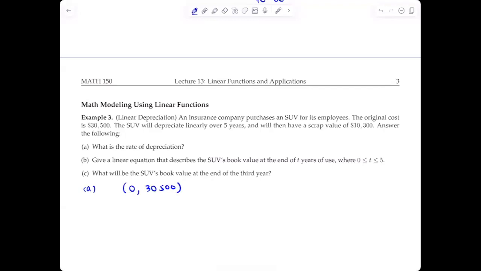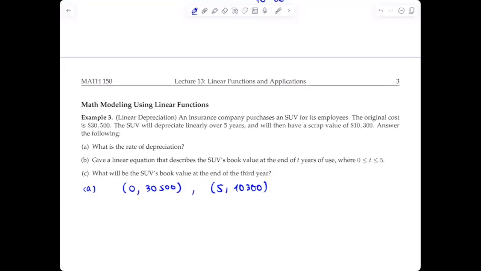All right. So here you have the original time and the original value. After 5 years, so t equal to 5, which is the first component of the point, the value of the SUV is 10,300. So given 2 points, you can find the rate of change.